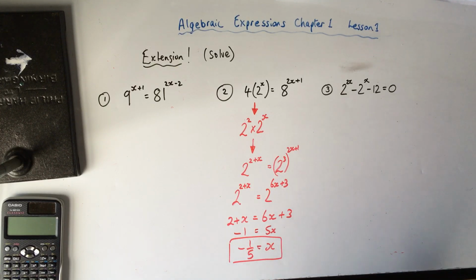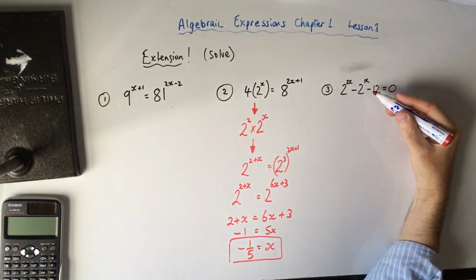And this one, number 3, well, if we were in class, I'd say, what does that look like? And someone will put their hand up and go, looks like a quadratic, sir. And it is a quadratic, okay?